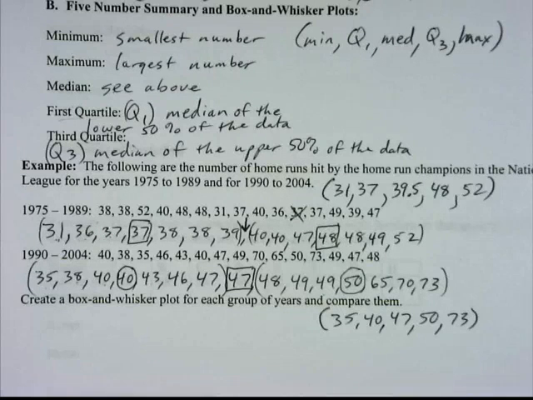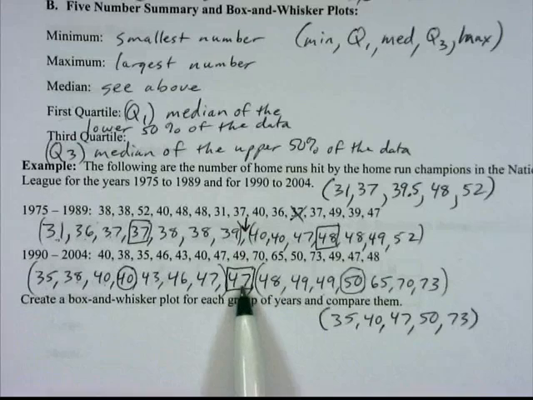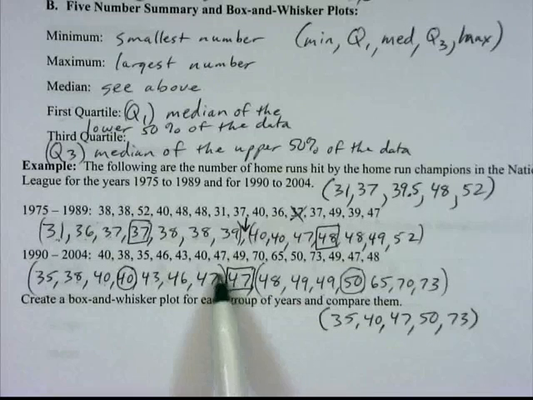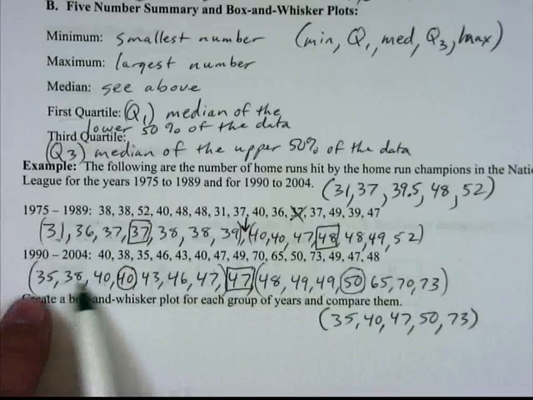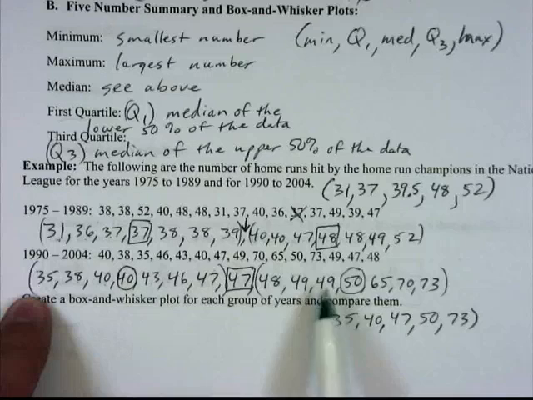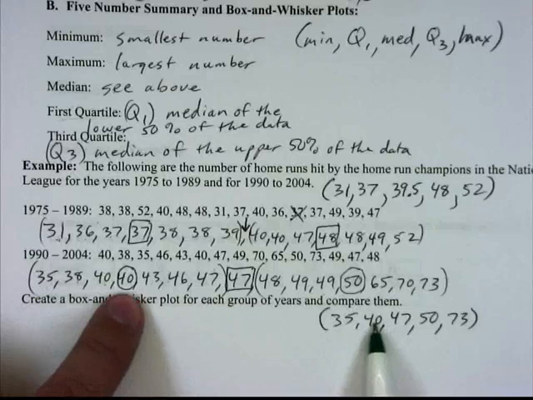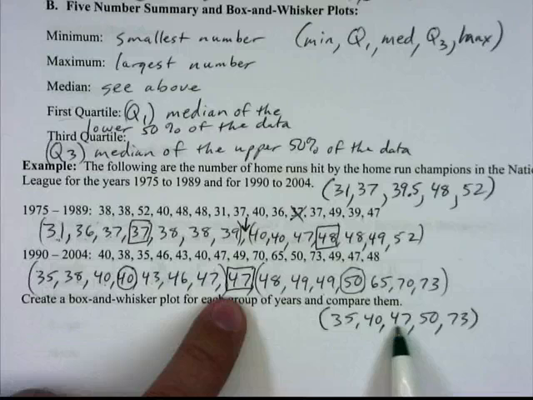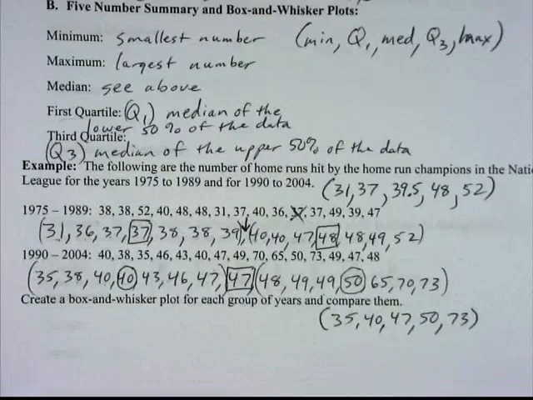Okay, so here's what I got for this one. Put all the numbers in order. Since I had 15 this time, I've got one number in the middle. Again, that breaks the data into 2 pieces on either side. Of these 7 data points, I found the median of that set and the median of that set. So here's my minimum, 35. My Q1, the median of the lower 50%, is 40. The median of the whole thing is 47. The median of the upper part is 50, and the maximum is 73.